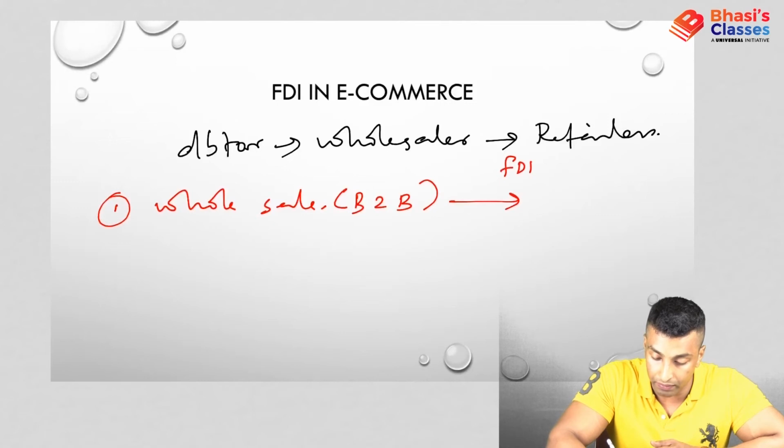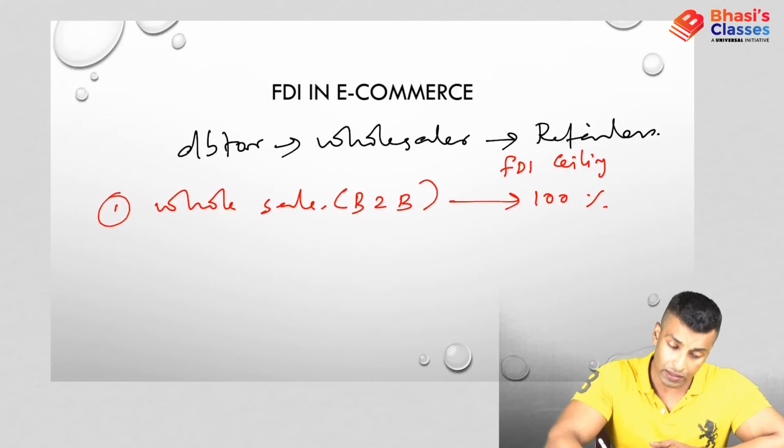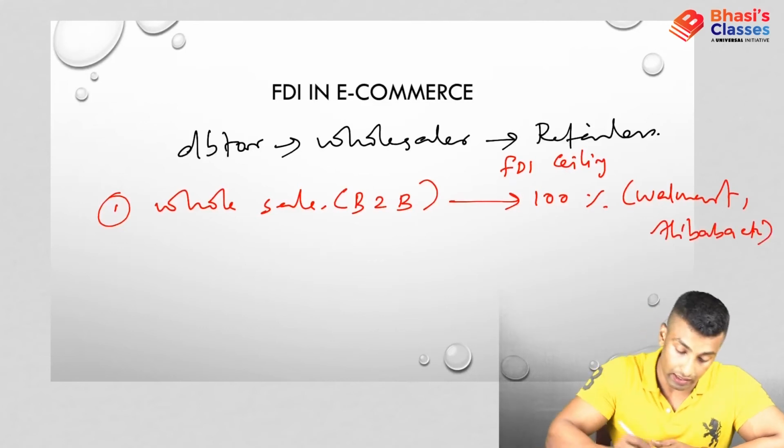I'll be writing here FDI ceiling. FDI ceiling here is 100%. That means 100% FDI is allowed. Examples: Walmart, Alibaba, etc. So these are wholesale.